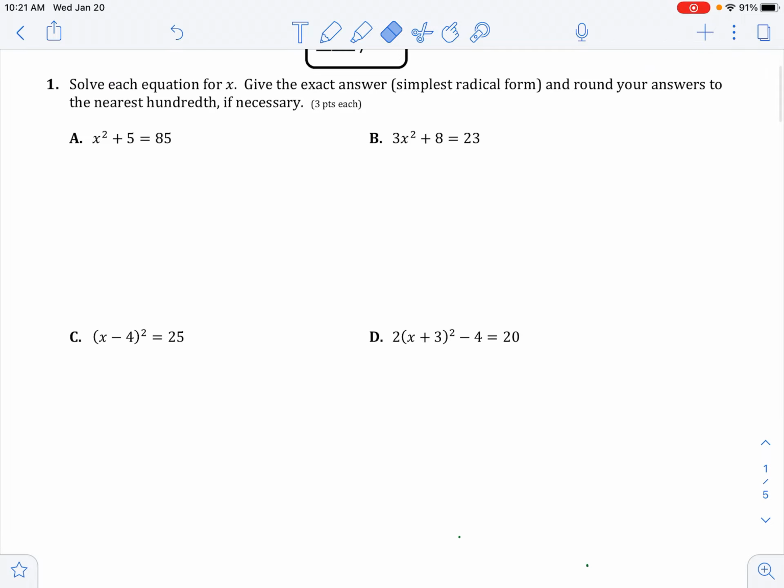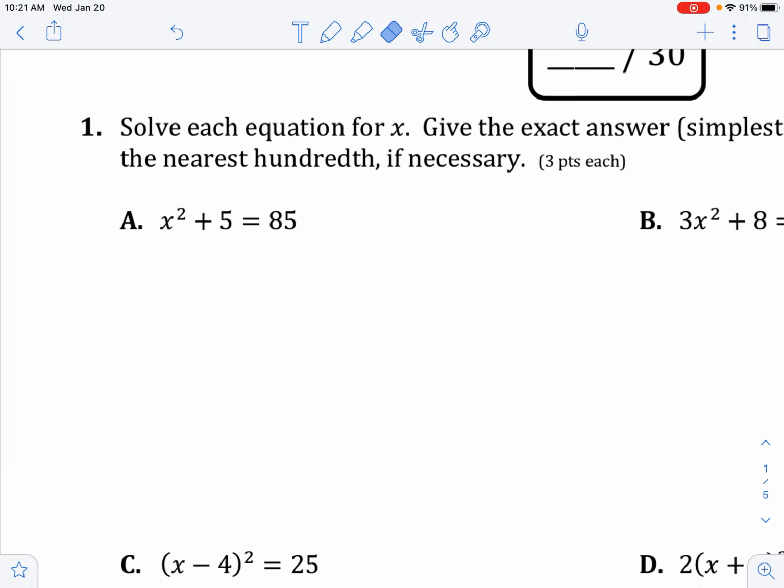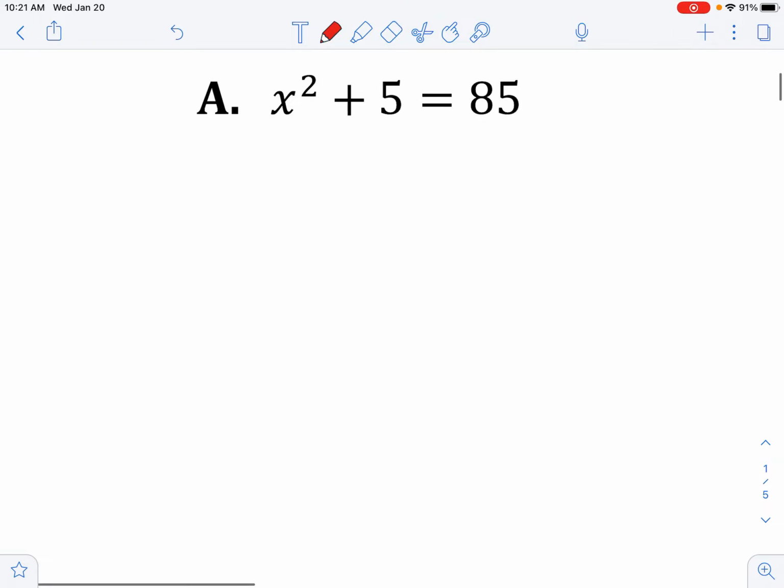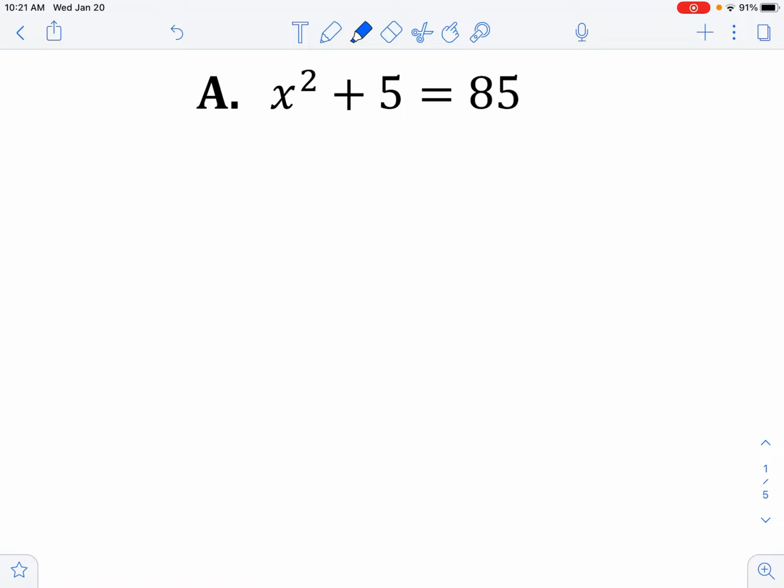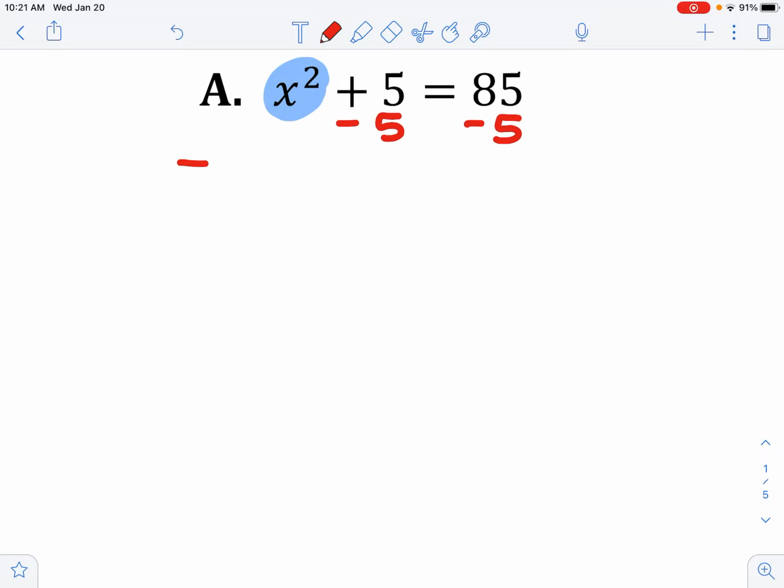So I'll use that when I need it. This says solve each equation for x, put your answer in simplest radical form, round to the nearest hundredth if necessary. So first off, I want to make sure you're giving your answers properly, okay? All right, so I need to solve for x. X is squared. So before I square root, I have to subtract 5 from both sides. I have x squared is equal to 80.